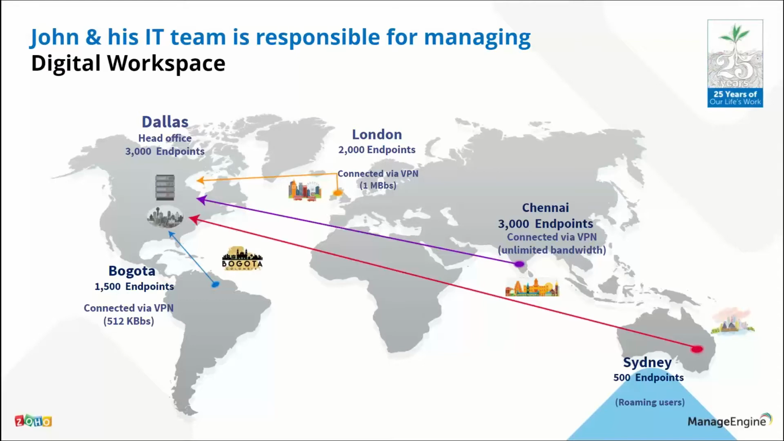with the unlimited bandwidth connected via a VPN connection. And then you have London office connected via VPN again, but limited bandwidth, 1 Mbps. And we've got the Bogota office again with a limited bandwidth of 512 kbps. Now, how is he going to achieve a few scenarios that I'm going to explain to you guys?